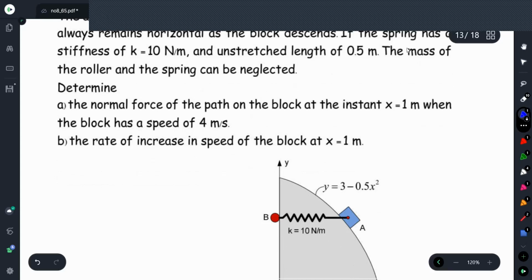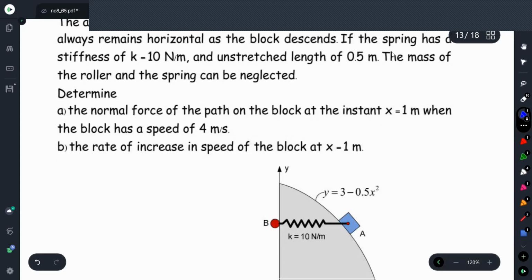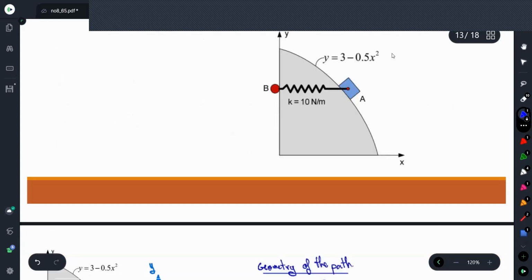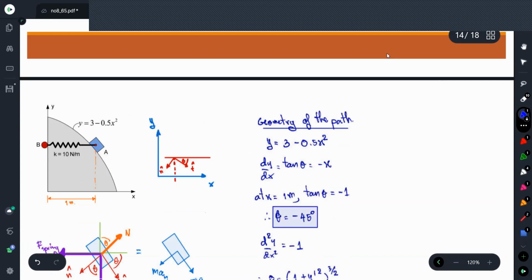And the second question is the rate of increase in speed of the block at x equal to 1 meter. So we would like to find the normal force and the increase in speed, that is, the acceleration in the tangential direction. For this case, we start by drawing the free body diagram and defining the problem first.